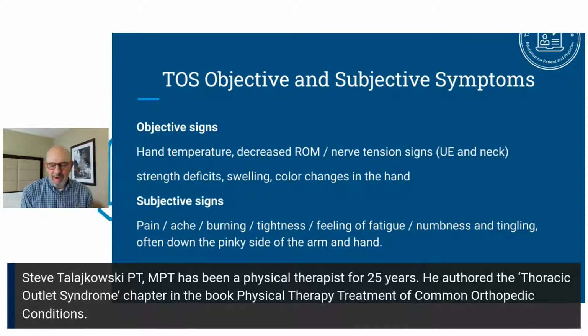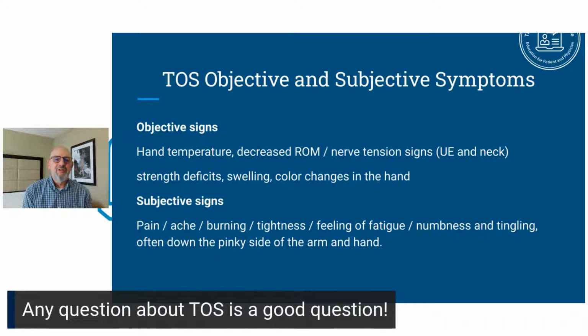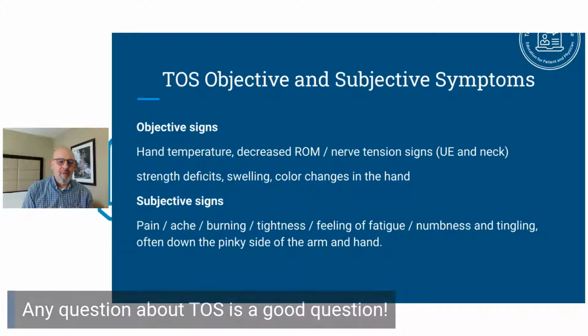So if you've heard my talks before, when a thoracic outlet patient comes in, that first visit, I'm always looking for objective and subjective signs. Objective signs are things you can measure. In this case, hand temperature, we have decreased range of motion, usually of the upper arm and neck.